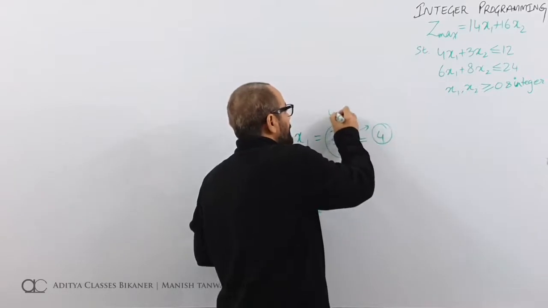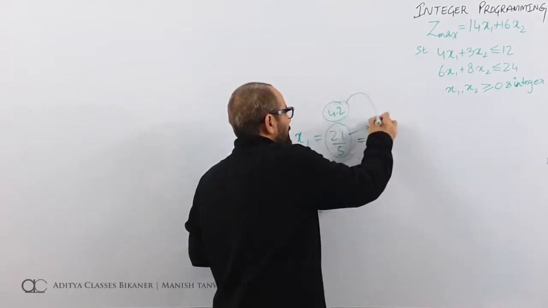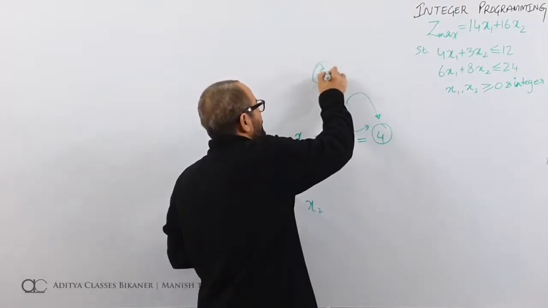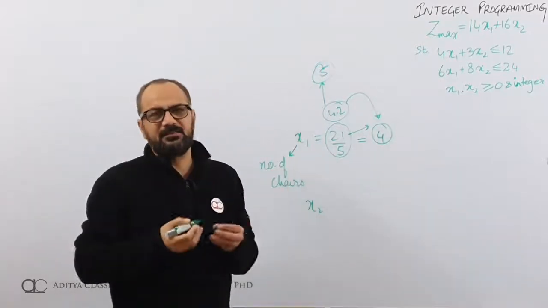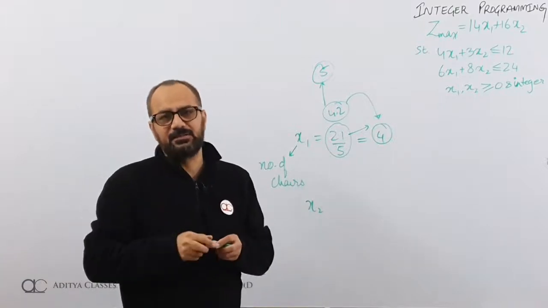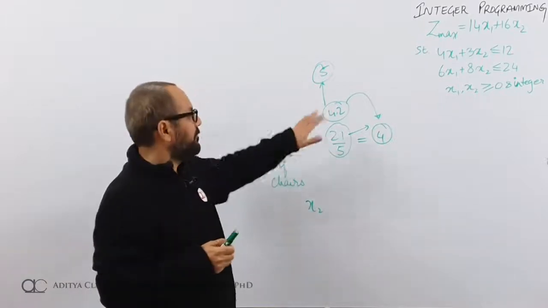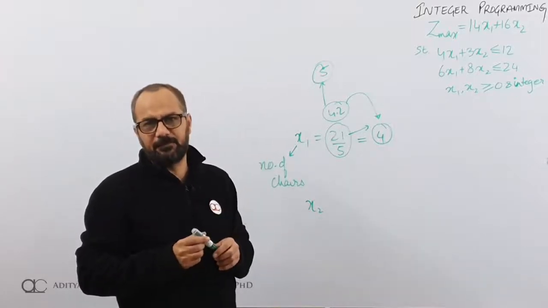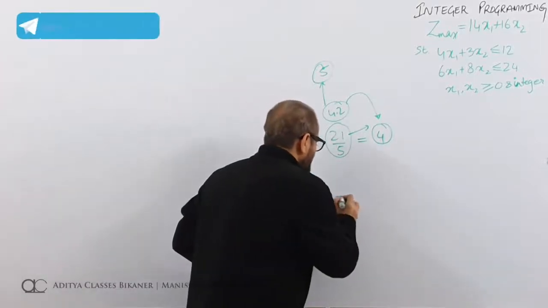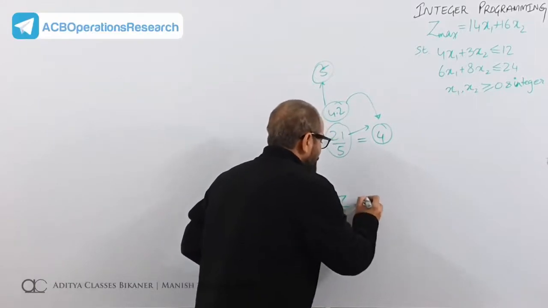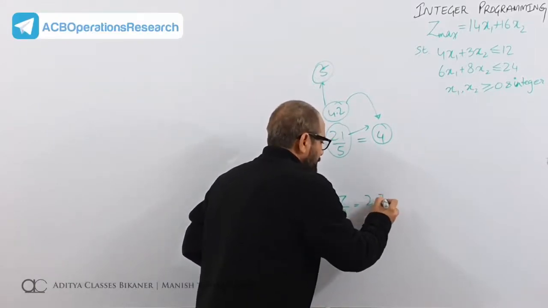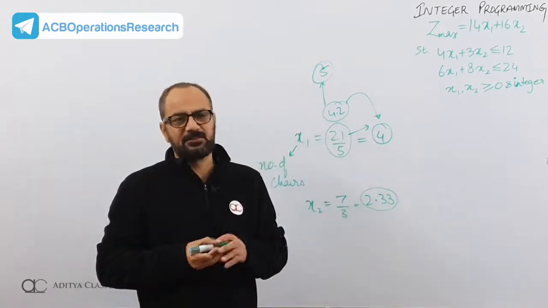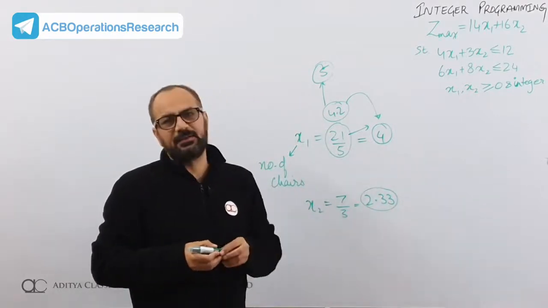This actually is 4.2. How do I ensure that I get either 4.2 or I may get a 5 or I may get a 6, 7, 10? But I need integers, because it is not possible for me to make 4.2 chairs or 7 by 3 tables. Maybe x2 is 7 by 3, making it 2.33 tables. This is not possible for me to make 2.33 tables.